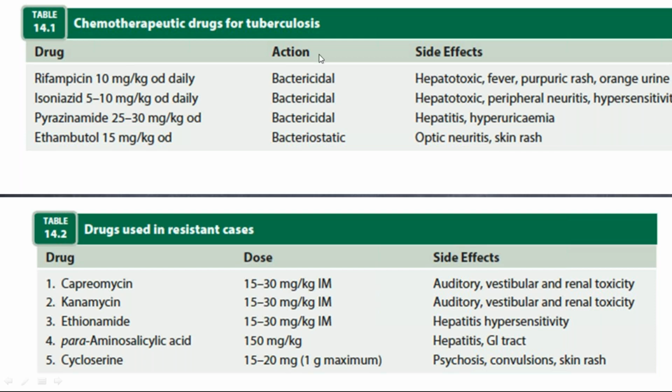So if the bacteria is resistant to these first line drugs, what do you use? These are the second line drugs. What are the second line drugs? Capreomycin, kanamycin, ethionamide, para-aminosalicylic acid, and cycloserine. These are the second line drugs.